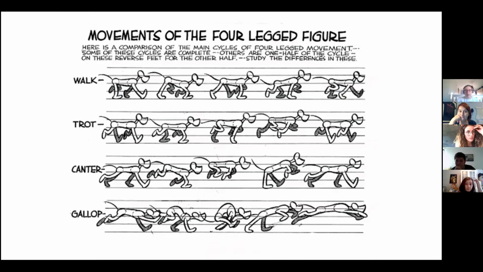Okay. I also found different sort of animal walks.